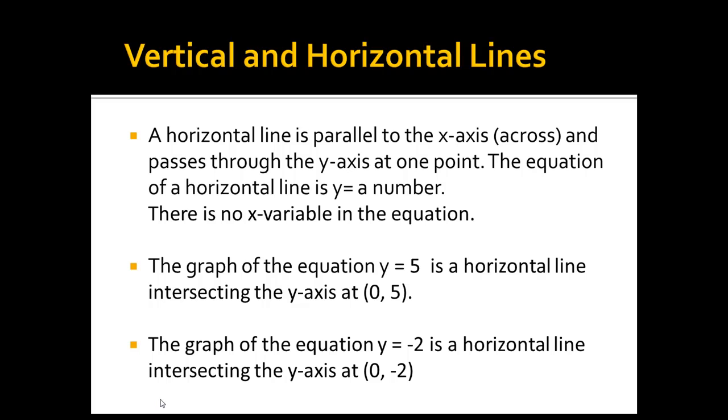All right. Let's take a look at another one. Horizontal lines. A horizontal line, basically, same steps we just went through, but this one's horizontal. It runs across and is parallel to the x-axis. It's passing through the y-axis at one point, and guess what? Its equation is y equals a number. So if we have something like y equals 5, it's a line that goes through the y-axis at 5. So it's a horizontal line. It intersects the y-axis at the point where x is 0, y is 5. The graph of the equation y equals negative 2 is a line through the y-axis at negative 2. It's a horizontal line.